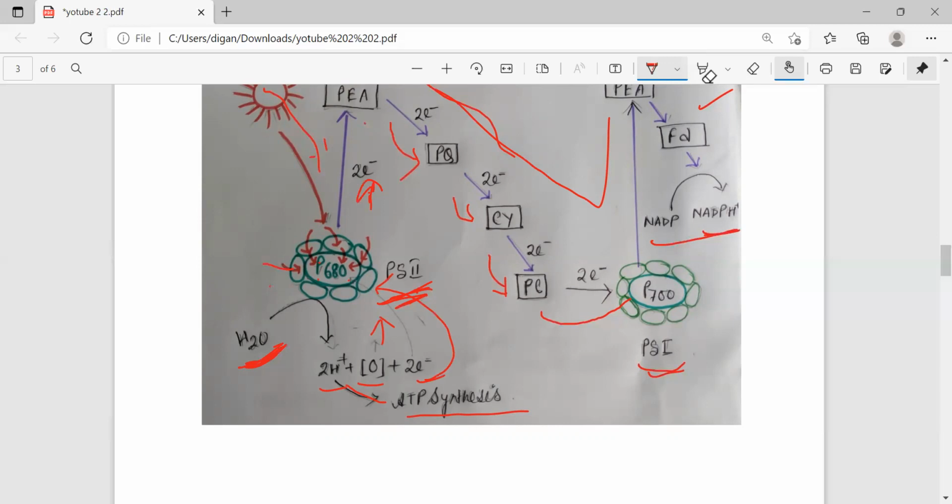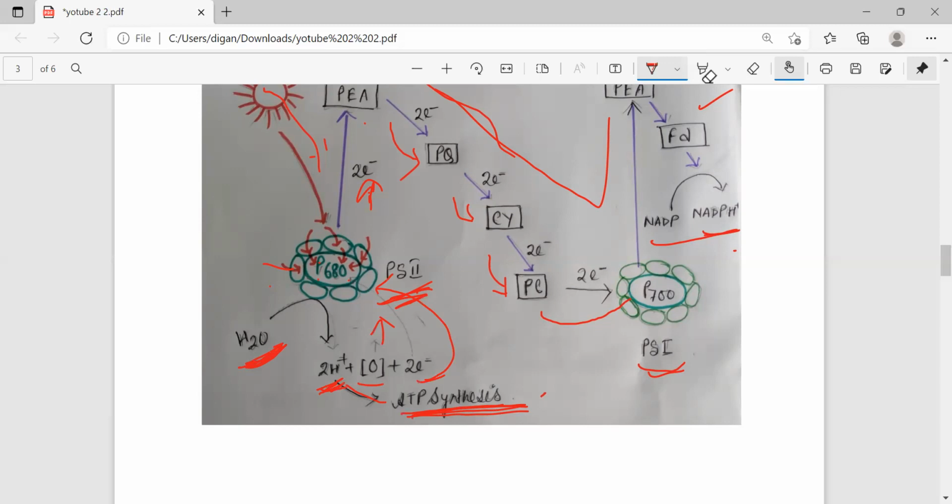And again NADP is converted into NADPH by a reduction reaction. And this process of ATP synthesis uses the hydrogen ion from the photolysis of water. When water splits, the hydrogen ion is also produced, and this is used in ATP synthesis, and this process is called phosphorylation, and this phosphorylation process takes place in mitochondria.